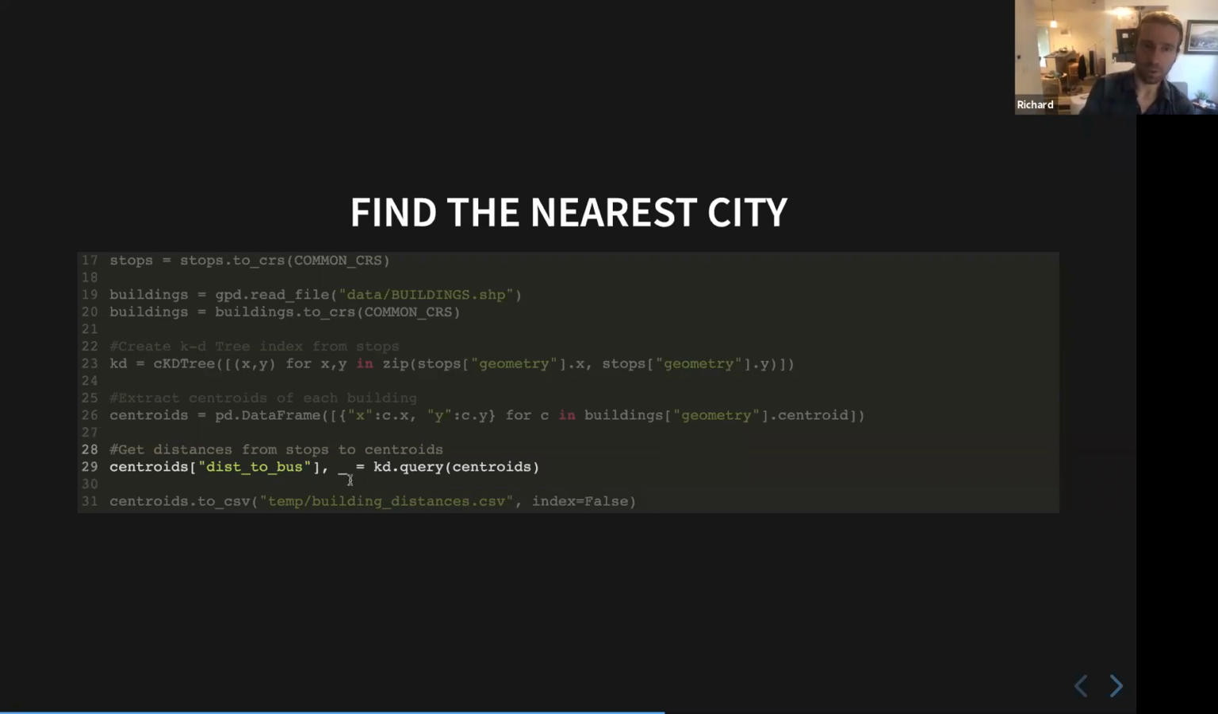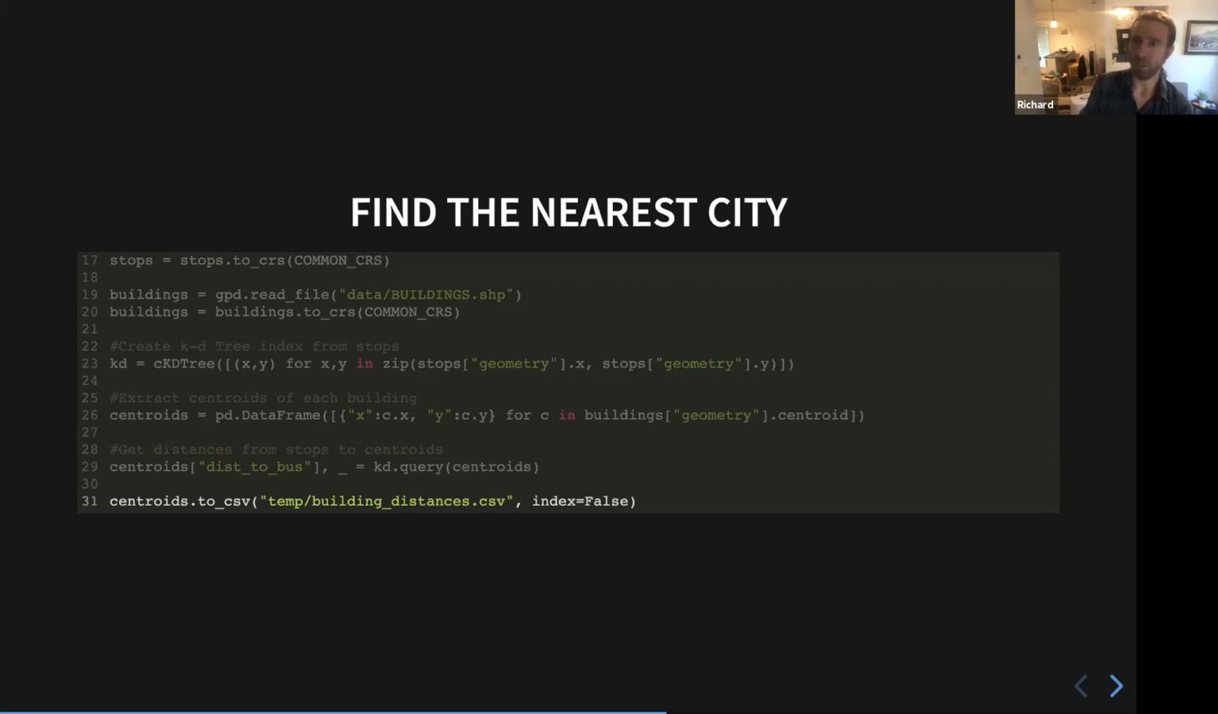And this takes no visible time when you run this command, even though nominally it's comparing something like 1.6 million or so buildings with hundreds of thousands of stops. So we get really good performance by leveraging that spatial index.